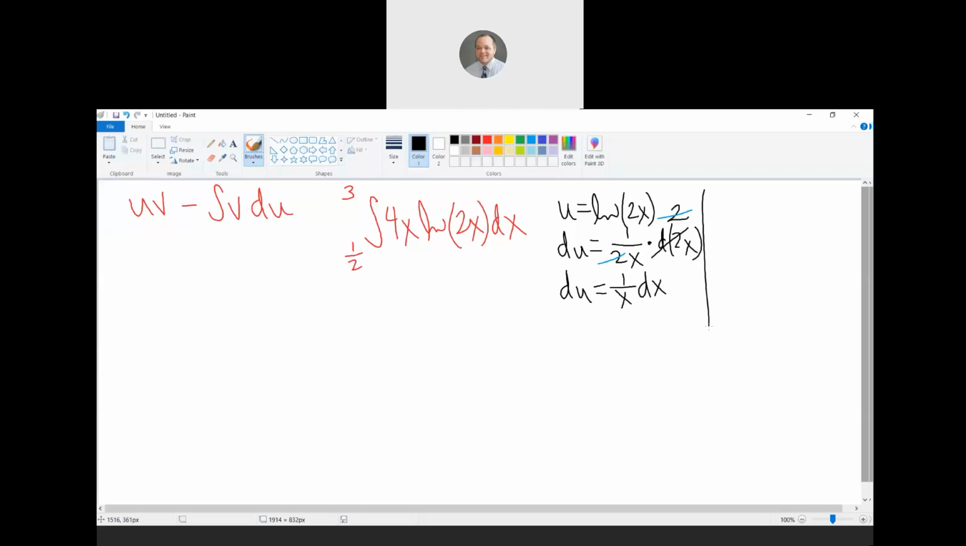So the rest of the problem is our dv, the 4x dx part. And we can integrate that pretty handily. By reversing the power rule, you add 1 to the original exponent.